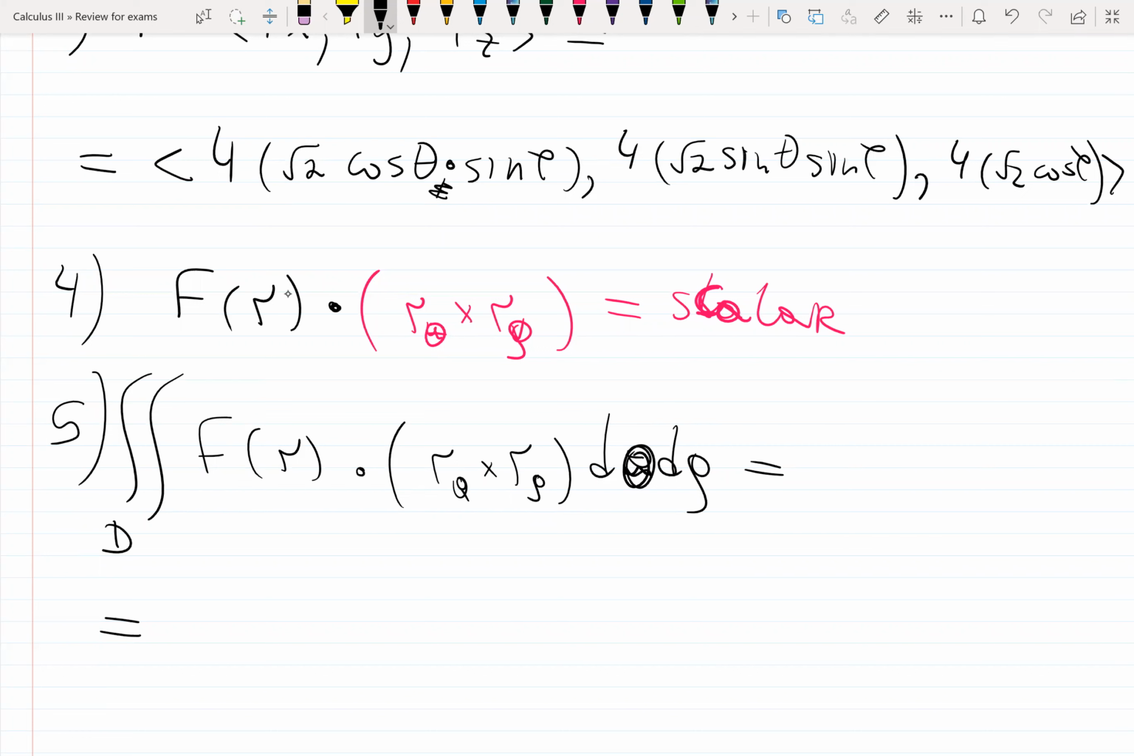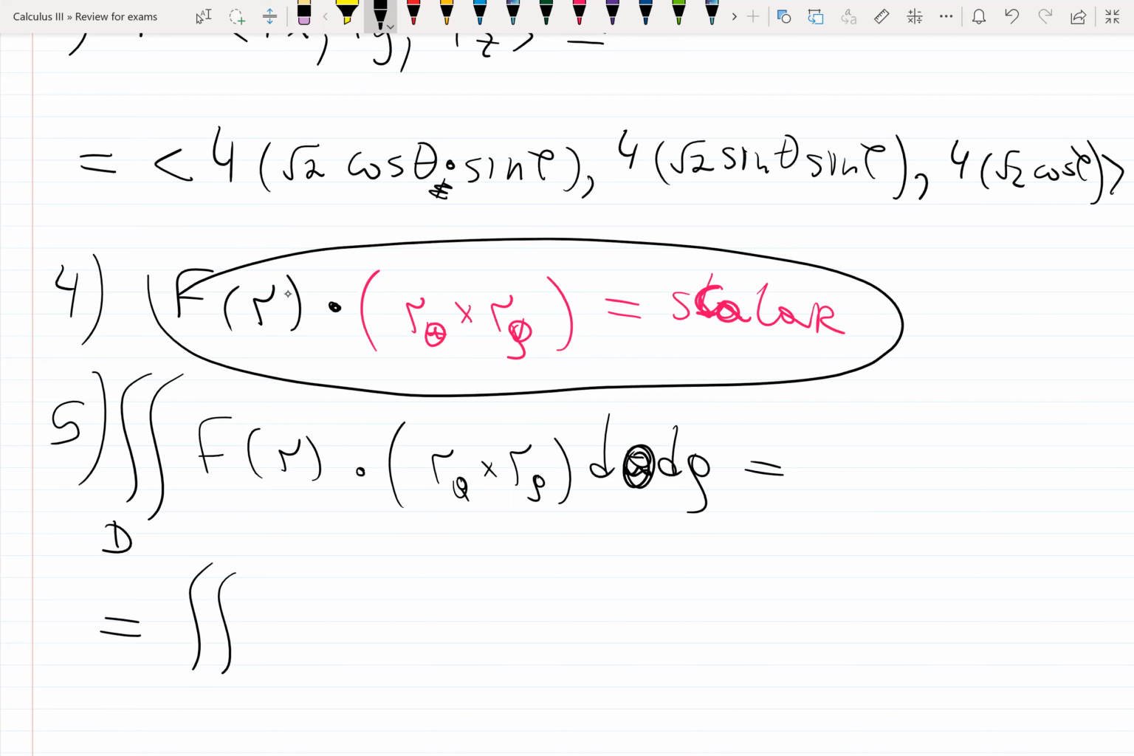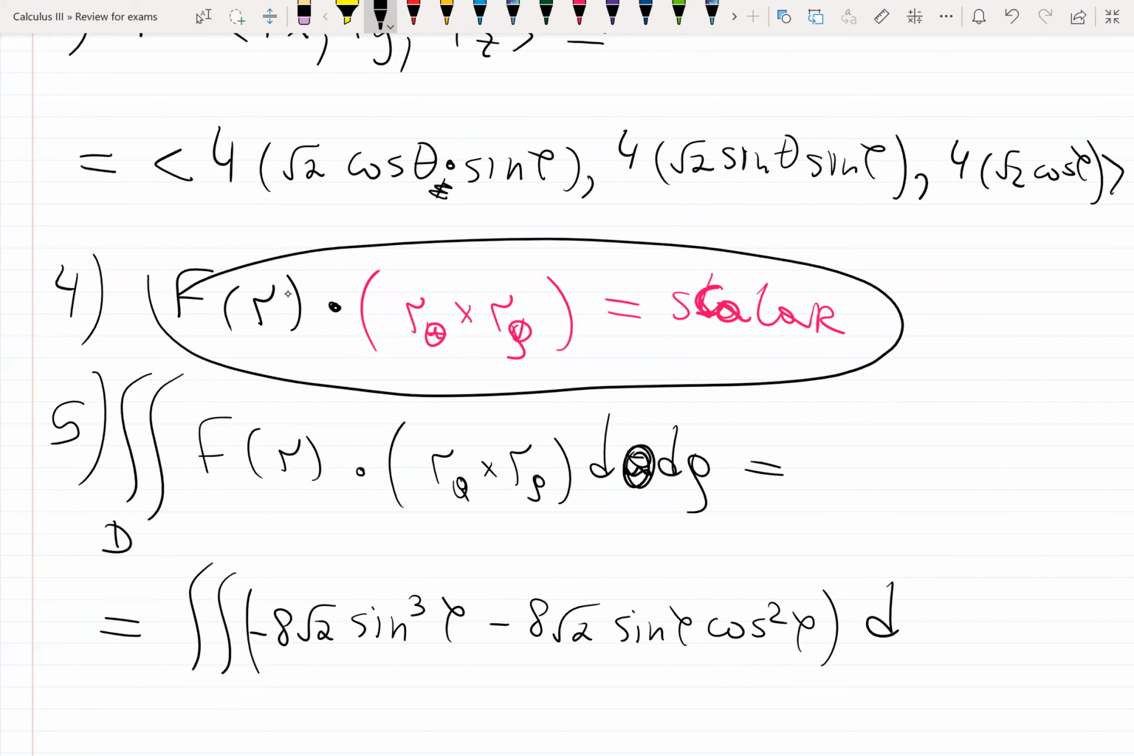The result of that dot product we just did should be a function. And the function is minus 8 square root of 2 sine cube phi, which makes sense. There are lots of sines there, so they multiplied and it became sine cube. Minus 8 square root of 2 sine phi and cosine square. So something cancels out. Apparently, that's good news. d theta d phi.